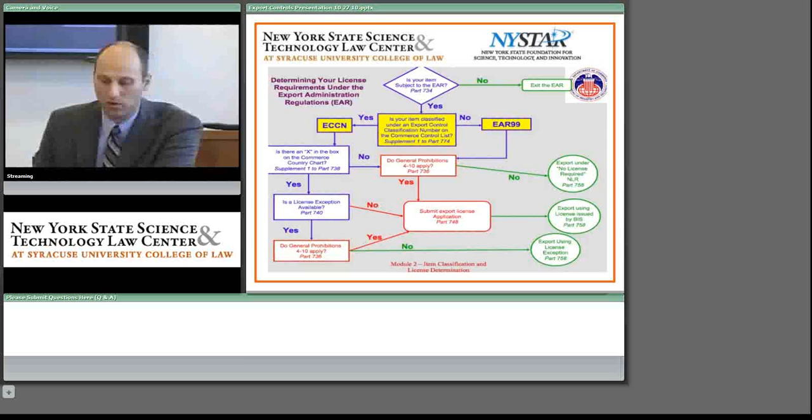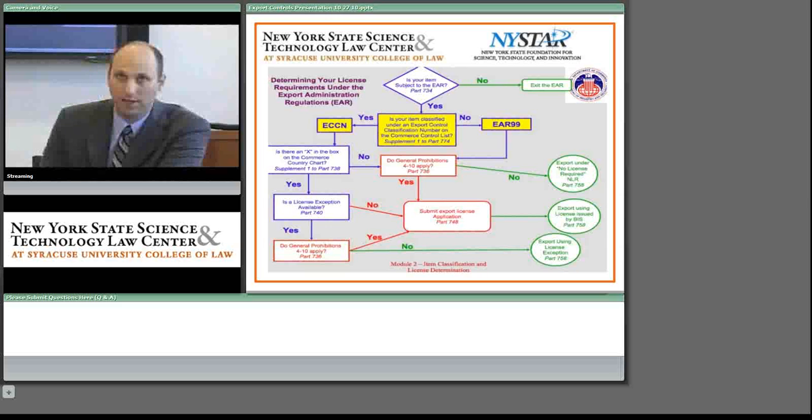If you are, the next decision is whether or not your item has an export control classification number in Supplement 1 to Part 774. If the answer is yes, you'll need to look up that listing. If the answer is no, it's categorized as EAR 99, sort of a catch-all for unlisted items. And there you're only worrying about General Prohibitions 4 through 10. If the answer is yes, you will either need to apply for a license or perhaps a license exception will apply, and again, you'll shift over to the no side.